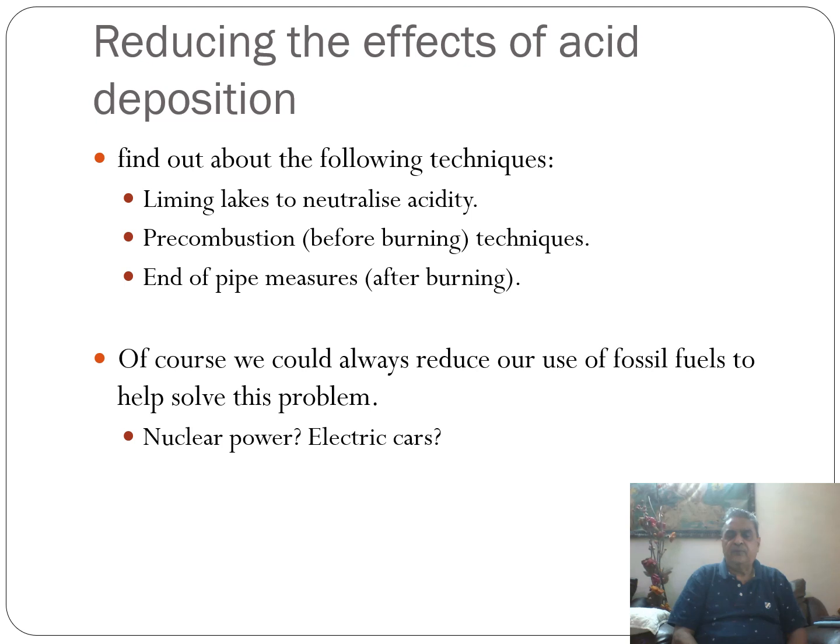Reducing the effects of acid deposition. How do you reduce it? These are the following techniques. You can do the liming of lakes to neutralize acidity due to acid deposition. You can use pre-combustion techniques, before burning, so that no gases are sent into the atmosphere. End-of-pipe measures are applied after burning. And of course, we can always reduce our use of fossil fuels to help solve this problem.